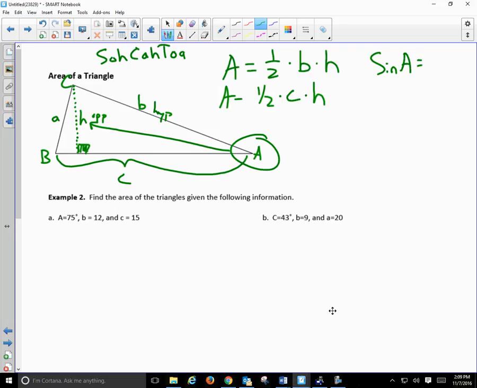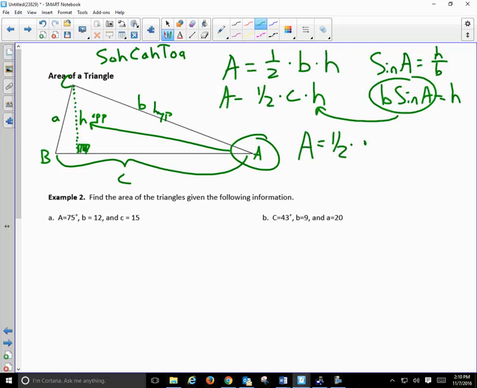So I'm going to write an expression: sine of angle A is equal to, what's the opposite side of angle A? H, divided by, what is the hypotenuse? B. Can I solve for H? Just multiply both sides by B, and I get B sine of A is equal to H. So now I can substitute that in, and I get the area is equal to 1/2 times side C times side B times the sine of angle A.